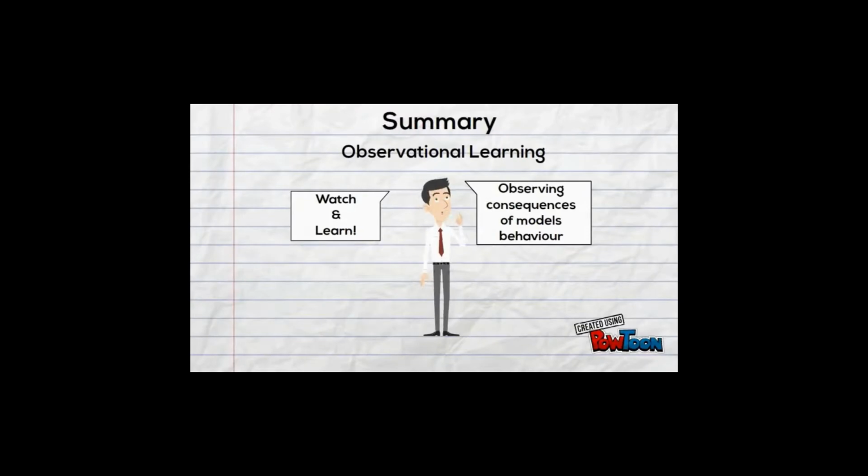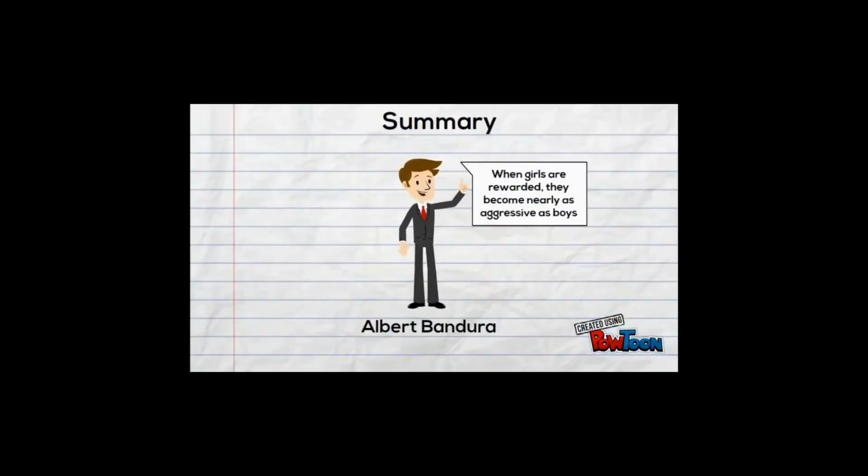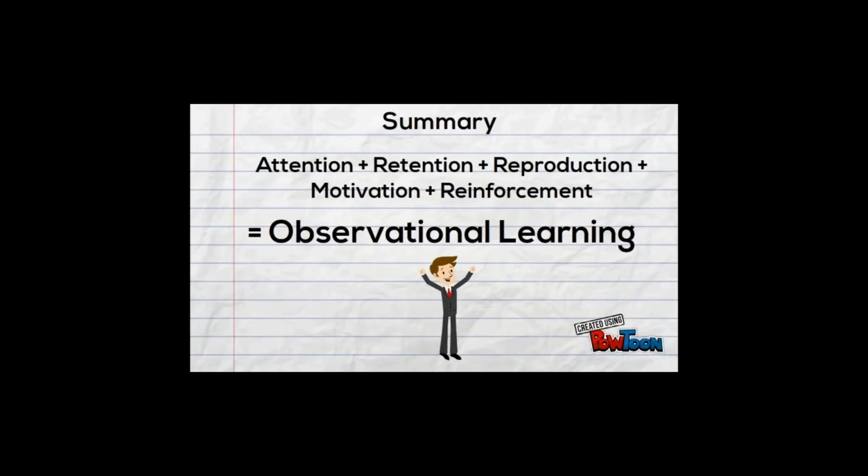Let's move on to summary, which is in the social learning theory. It is more on observational learning, which is you watch and learn, and observing consequences of models and behavior. So in social learning theory, the social context of learning is key. According to Albert Bandura, when girls are rewarded, they become nearly as aggressive as boys. Attention plus retention plus reproduction plus motivation plus reinforcement equals observational learning.